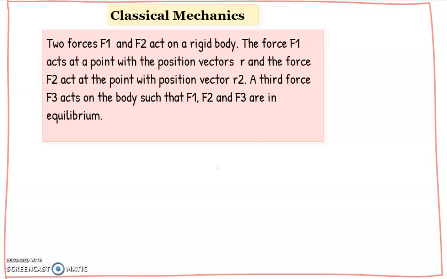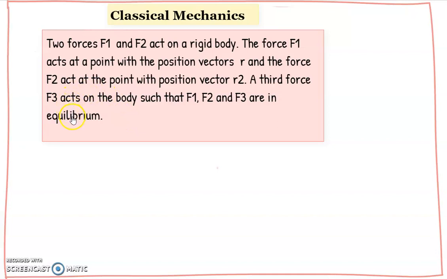We've got some questions here. Two forces F1 and F2 act on a rigid body. The force F1 acts at a point with position vector R1, and the force F2 acts at the point with position vector R2. A third force, F3, acts on the body such that F1, F2 and F3 are in equilibrium.